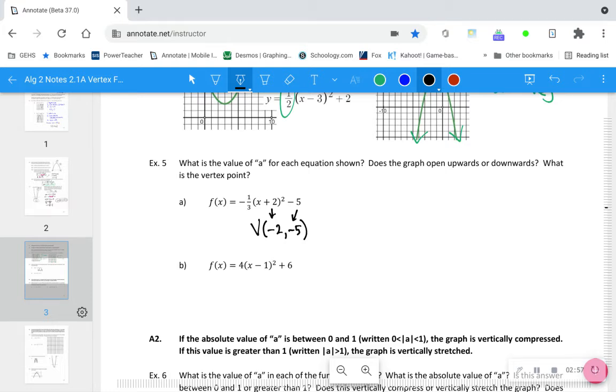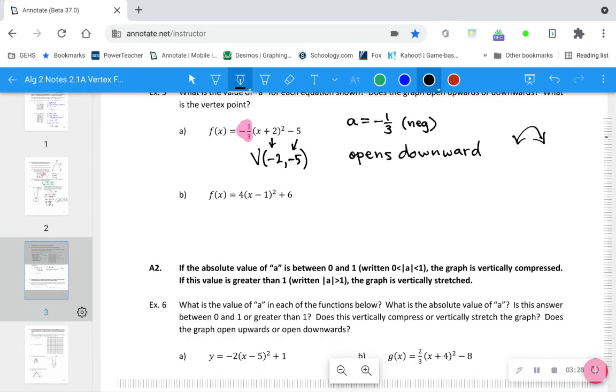Okay, next you're supposed to find the value of A, and I'll highlight it in pink here. It's -1/3. And since that's negative, we know that this thing opens downwards. In other words, if you graph this, it would look like this.